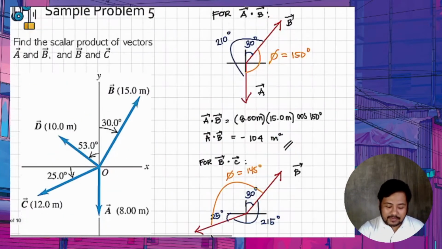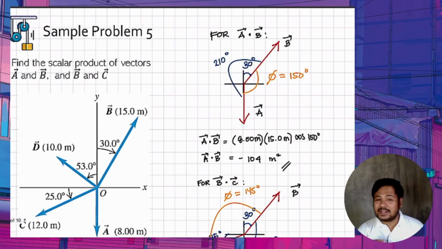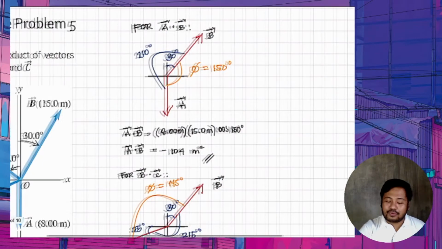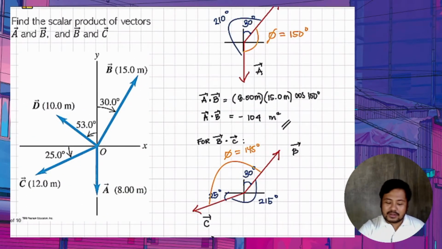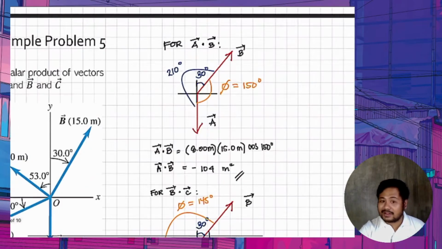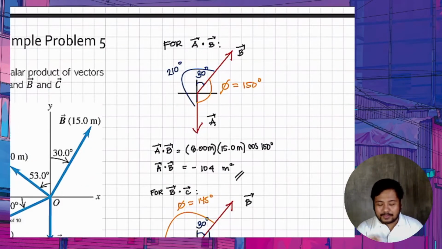Okay, so let's have the first one. By the way, this is very easy. When we're dealing with dot product, it is essentially easy compared to the cross product. For A dot B, we just have to consider these two vectors A and B, and that's it. So I have illustrated that one. So find the scalar product.